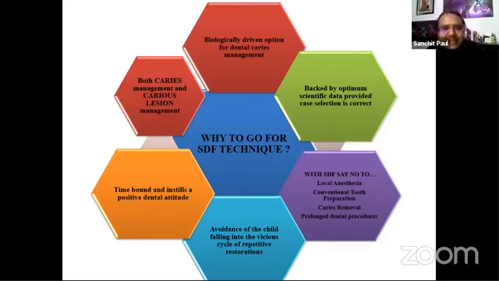Now, why go for the SDF technique? The simple reason is it is a biologically driven option for dental caries management, which is backed by optimum scientific data, provided the case selection criteria are good. The most important thing to understand here is it is not only acting as caries lesion management, where we are only treating that one particular tooth, but it also does caries management, which means the whole caries activity going on in the child's mouth is actually subsided because of SDF.